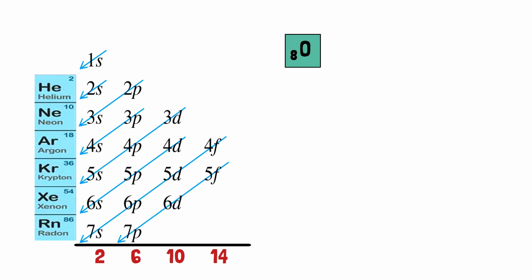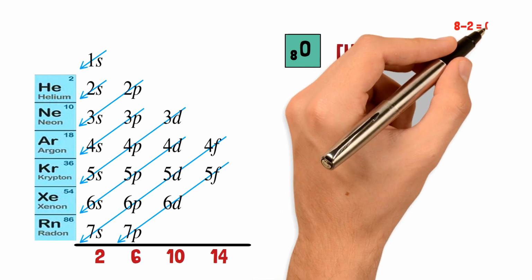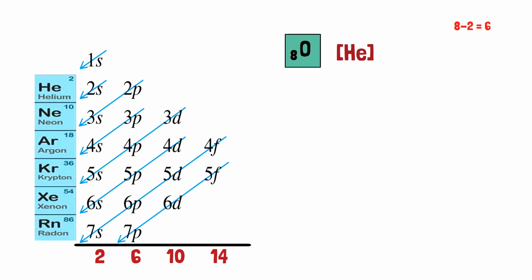For example, oxygen has an atomic number of 8. So the noble gas which has an atomic number closer and less than its atomic number is helium. So first, we put the helium symbol, which has an atomic number of 2. 6 electrons are left out of the 8. So we will complete from the 2s sublevel, 4 electrons are left, and we will add them to the next sublevel, which is 2p.